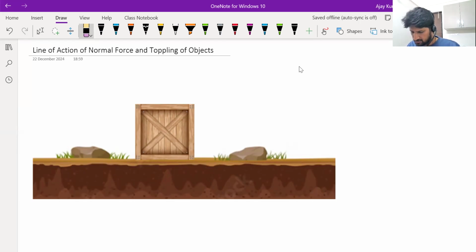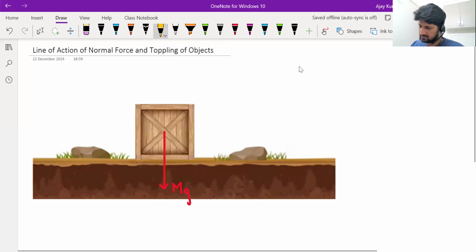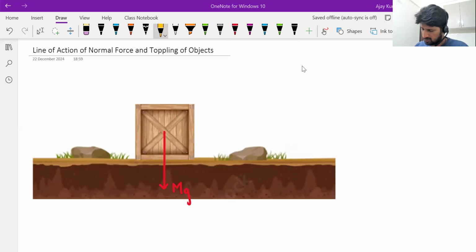Where does normal force act on this object? At the point of contact. How many points of contact does this object have with the ground? Is there only one point of contact? No, sir. There are infinite number of points of contact. And do you think the box will be pressing the ground at all those points or only a few points? I'm asking this generally. All the points.